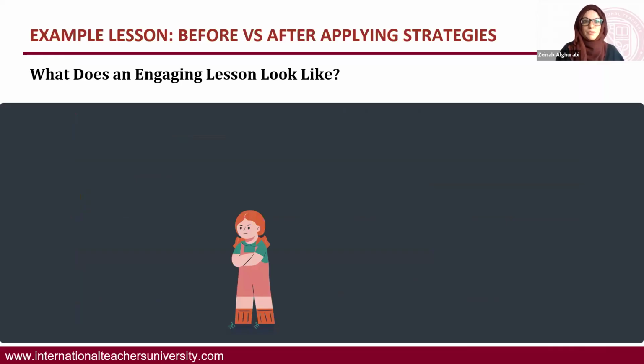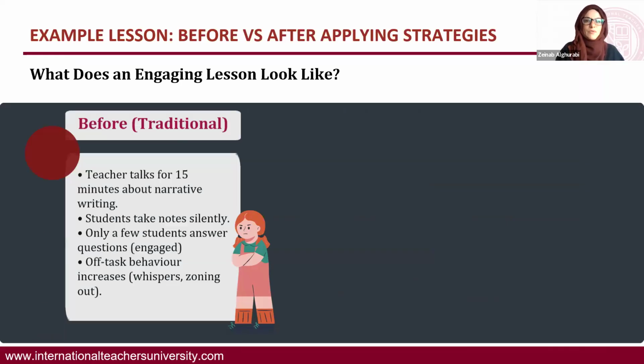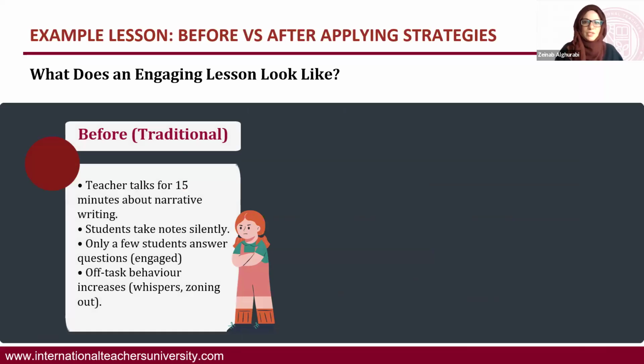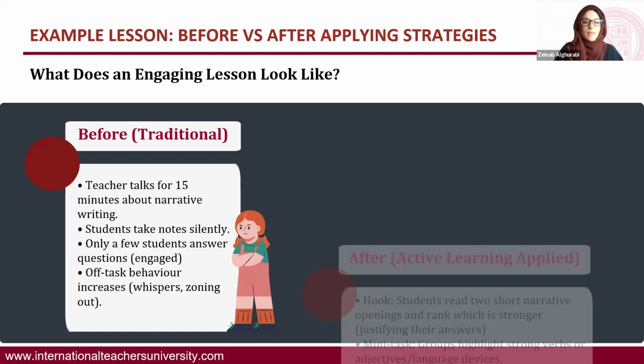I'm going to share with you two different lessons now. One is before applying active learning strategies, and the second one is after. So before, the teacher talks for about 15 minutes about narrative writing. Obviously, all of us have seen this. Some students are going to be taking notes and listening to you. Others are going to start getting disengaged. They'll start turning, talking to their partners and friends, and whispering. And you will see the classroom is slowly getting noisy.